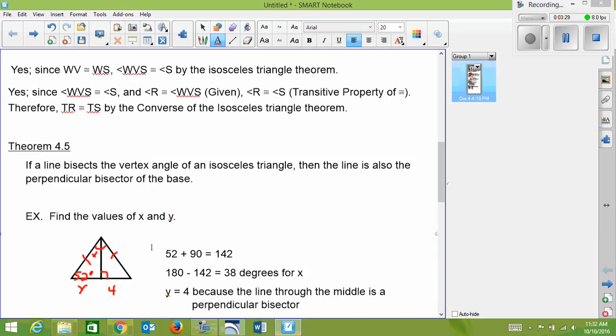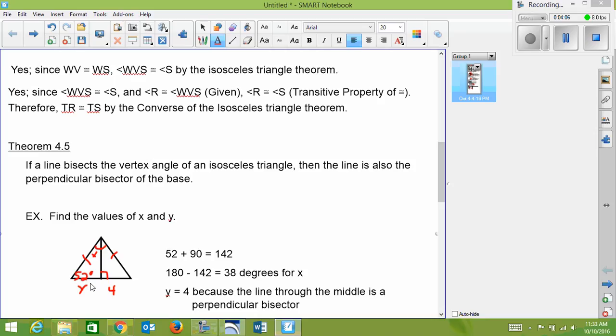So I want to find the values of x and y. So x is this side over here, and then, excuse me, that's y, and then x is this angle right here. So to find the angle, I have a 52-degree angle marked right here. And this one is marked as a right angle, which would mean this one over here also is right. So 90 plus 52 is 142. You subtract that from 180 because every triangle has 180 degrees in it. And what you have left is 38 degrees. So this angle x right here would be 38 degrees.